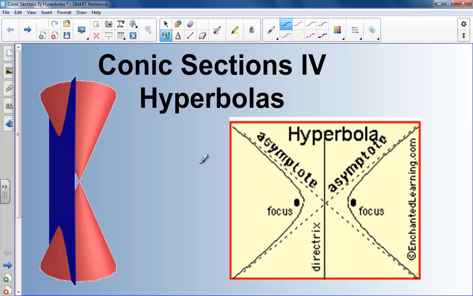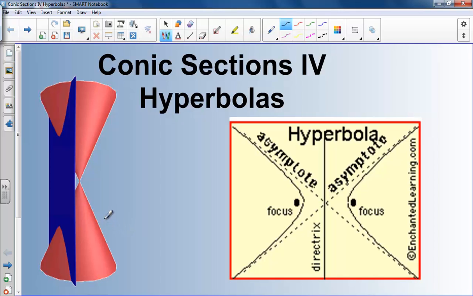Let's take a look at our fourth conic section, which is hyperbolas. So, quick review: one of the things that you have to know is how we would cut through our cone to produce each of our conic sections. So let's go back and talk about that.